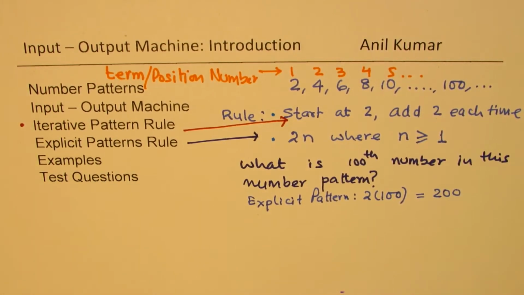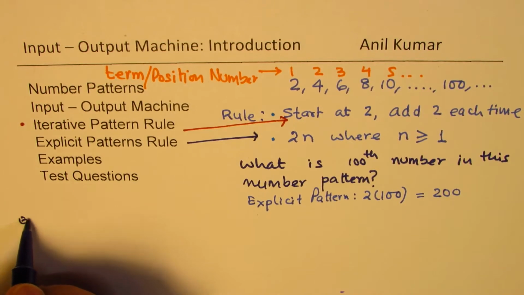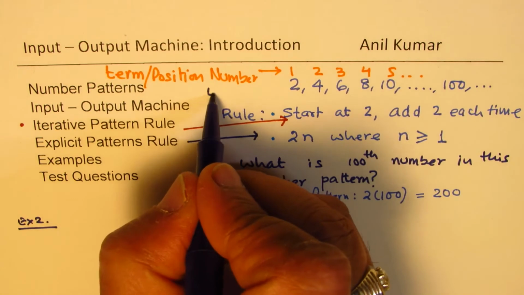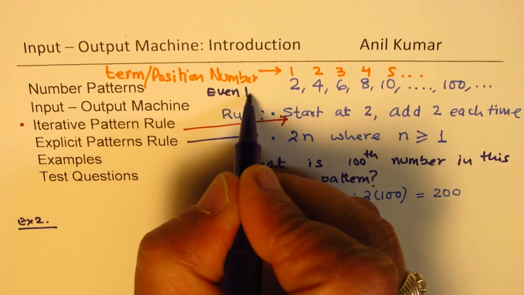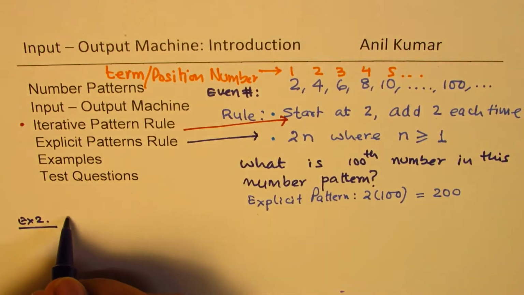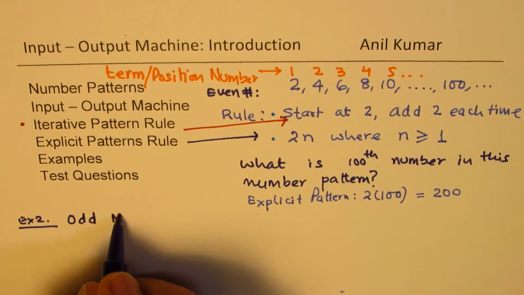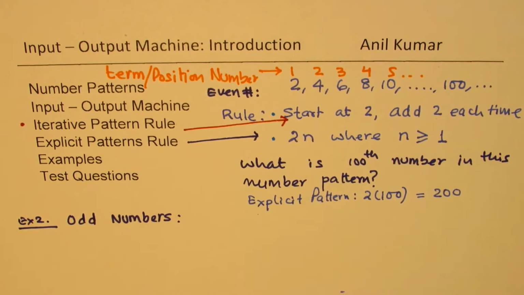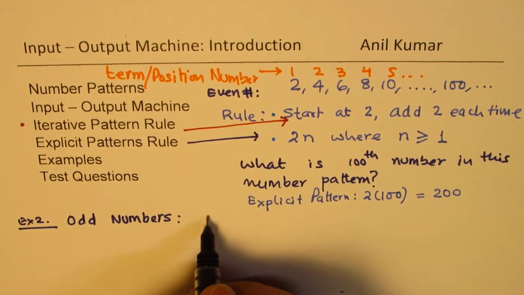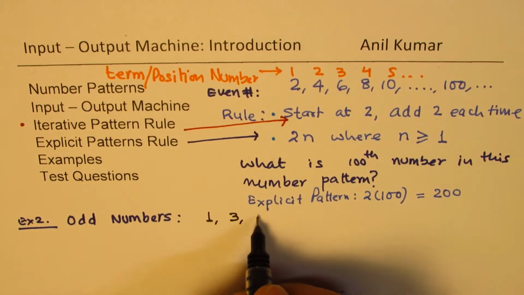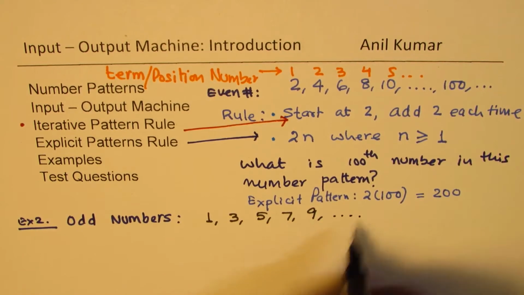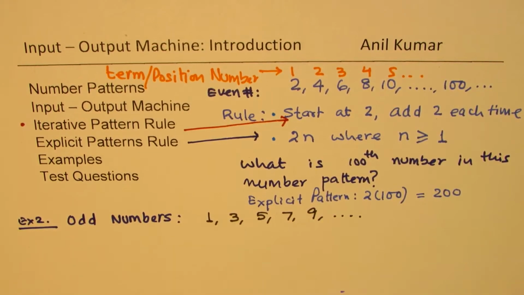Okay, let's take another example, right? Let's take example number 2 now. Example number 1 was even numbers. Now in example 2, let's talk about odd numbers. When I say odd numbers, I mean the pattern is like this: 1, 3, 5, 7, 9, and so on, right? So that becomes the odd numbers.